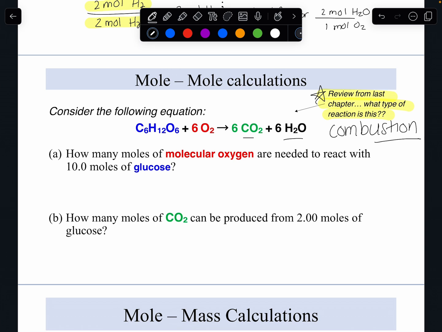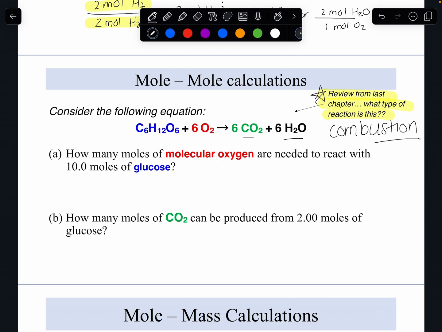So we're going to focus on this equation. We have C6H12O6, which we're going to learn is glucose. We have oxygen, and we call that molecular oxygen because we have this 2 here. We have CO2 as carbon dioxide and H2O as water. And our question is asking us how many moles, so we're looking for moles of molecular oxygen, are needed to react with 10 moles of glucose.